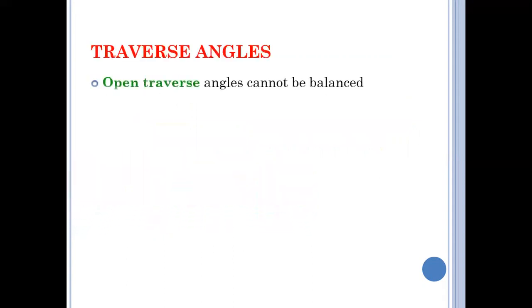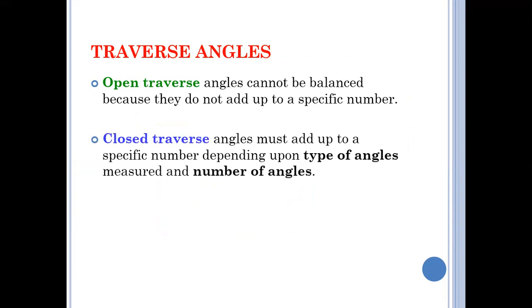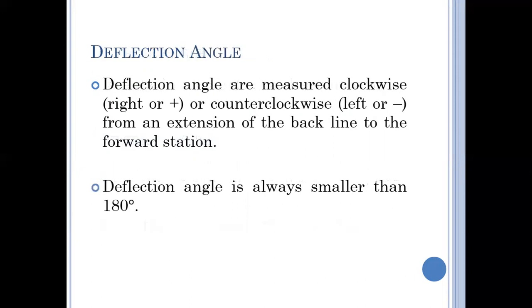As for angle types, open traverse angles cannot be balanced because they do not add up to a specific number. While in a closed traverse, angles must add up to a specific number depending upon the type of angle measured and the number of angles. Now the definition of interior angle and exterior angle: interior angle is the inside angle of the closed polygon. Exterior is the outside angle of the closed polygon. If we sum the interior and exterior at the same station or point, the value should be equivalent to 360 degrees.